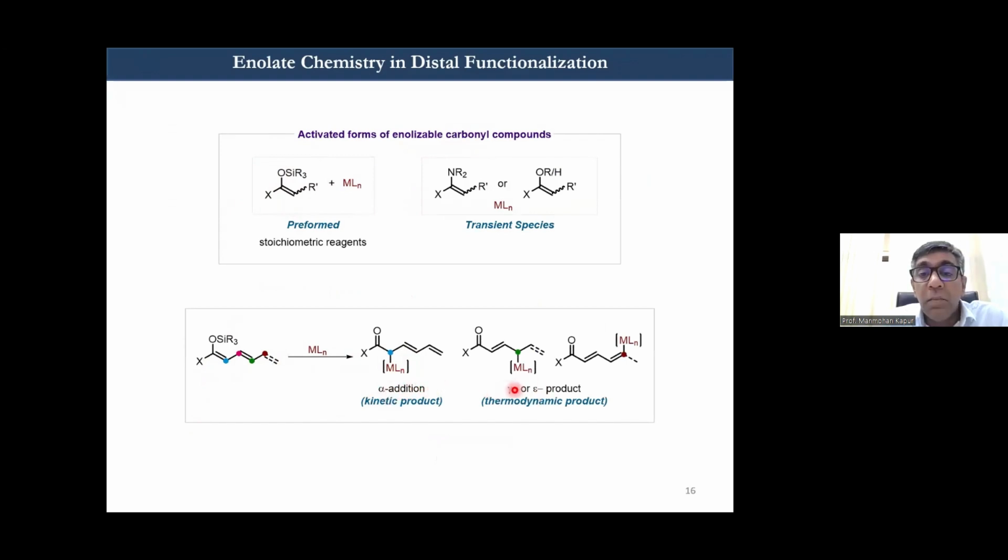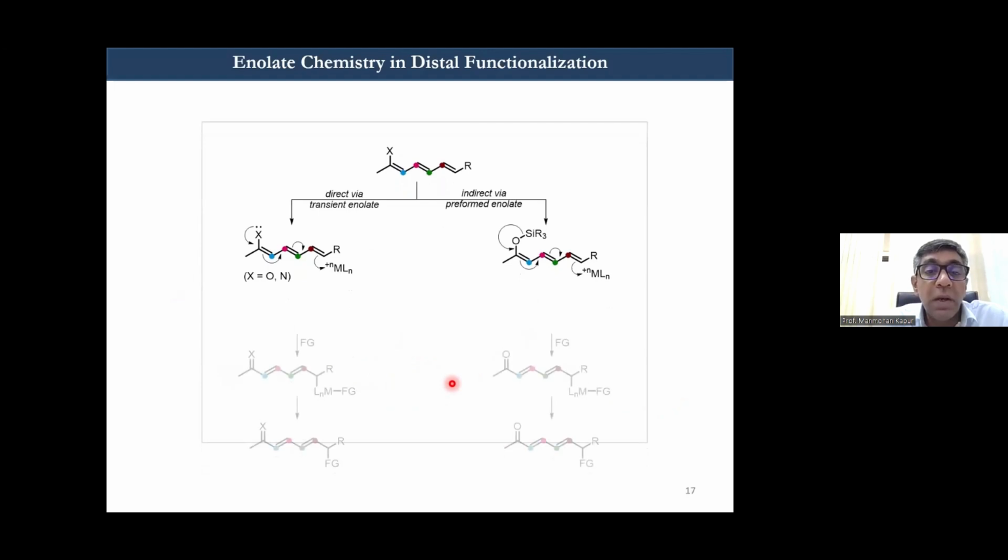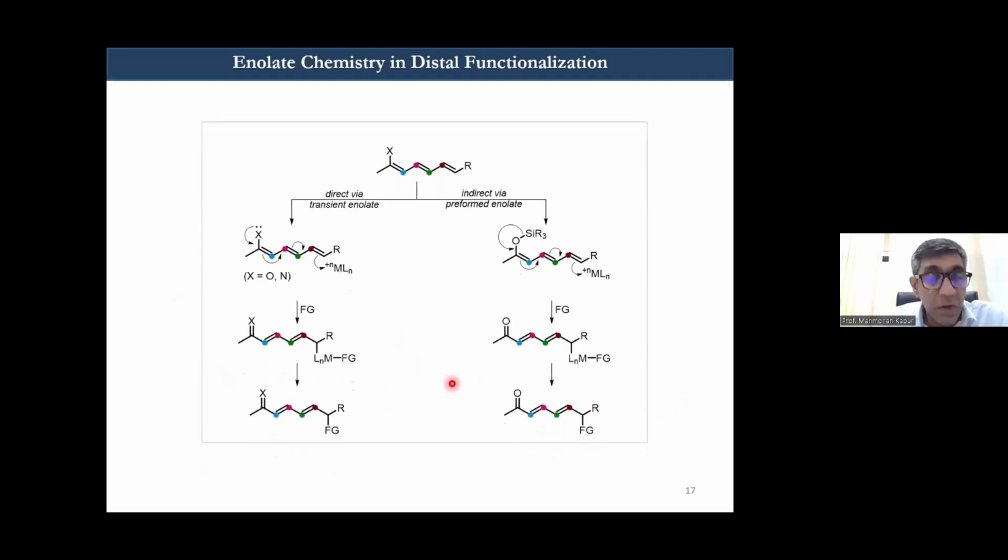You can have the gamma or epsilon product, which is the thermodynamic product, because now this conjugation is achieved. That is why this is called the thermodynamic product. Whereas in this case, the conjugation is essentially destroyed. That is why this is now the most nucleophilic position. However, because this is not very stable because of the loss of conjugation with the ketone, therefore this is now a kinetic product. So this particular approach you can use to pick up an electrophilic metal and carry out a functionalization at the remote position.